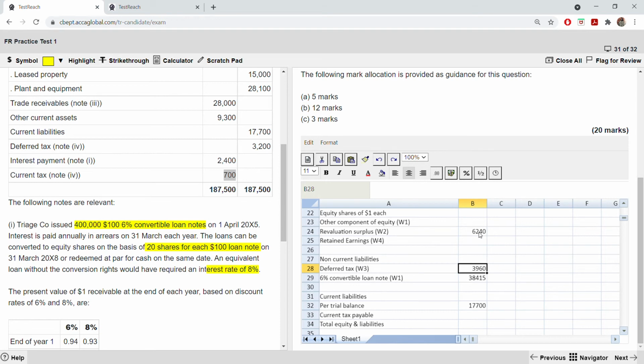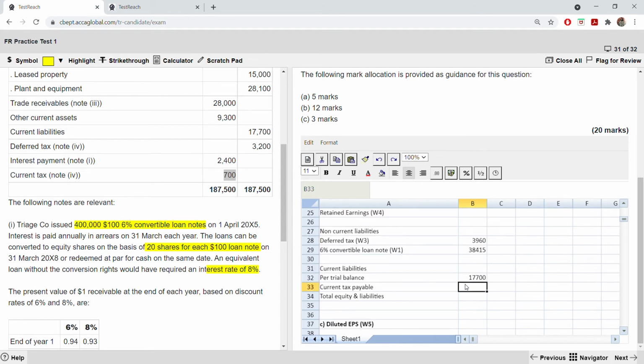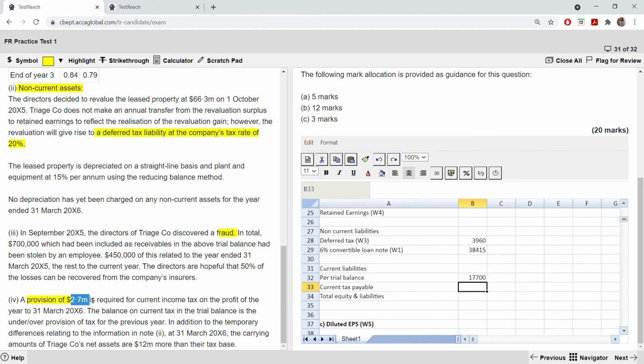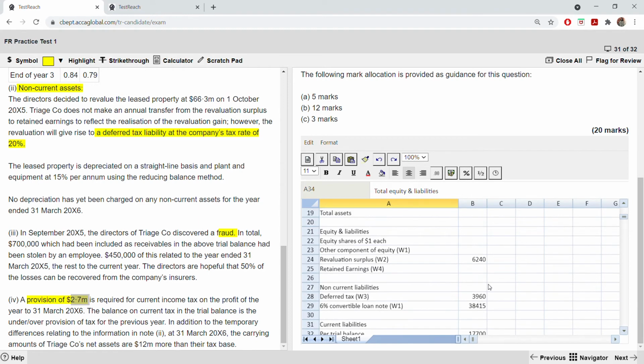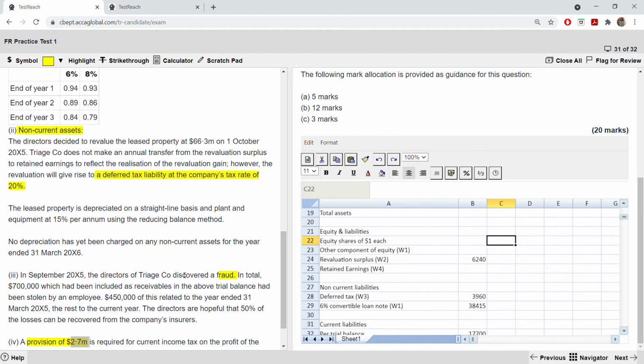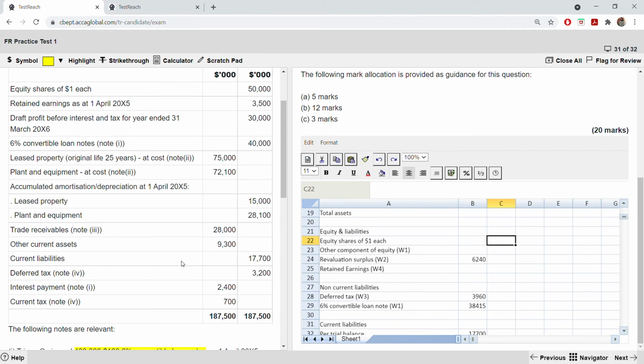Next, for the income tax, here the current tax payable, how much is it? 2700, because here they have told us 2.7 is the required provision for current tax, so it's 2.7 thousand, 2700. Okay, so we are almost done with everything. Even the equity shares you can put on this side. Just look at it, it will be 50,000 only.